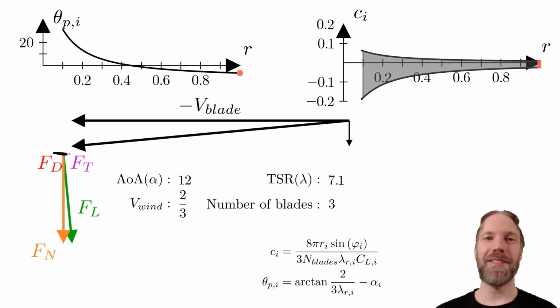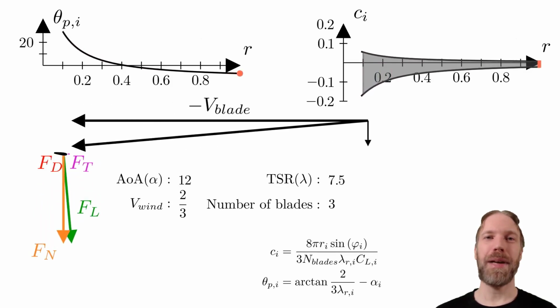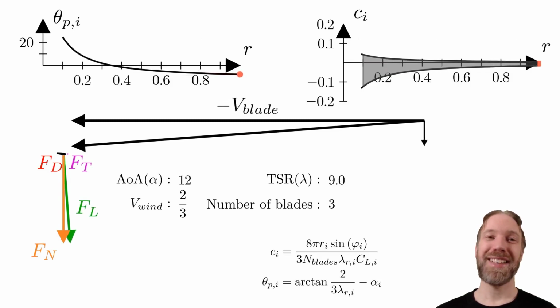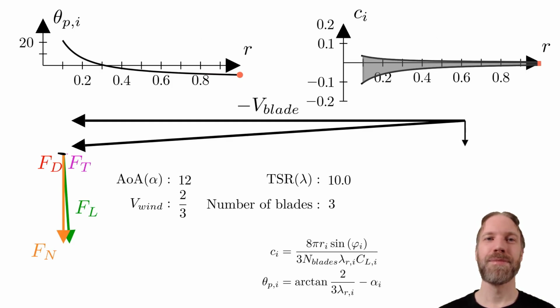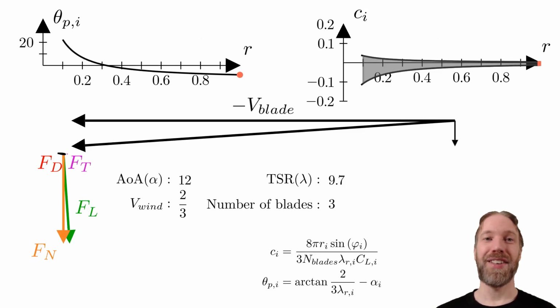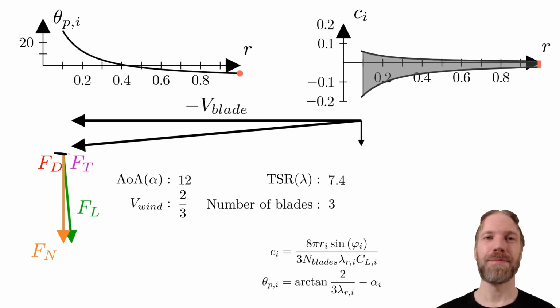If we go to an even higher tip speed ratio, we see that the blade becomes very small. This can be problematic from a mechanical point of view, as the structure needs to handle the large bending moments generated. Let us again return to tip speed ratio 7, which is a typical value for a turbine.